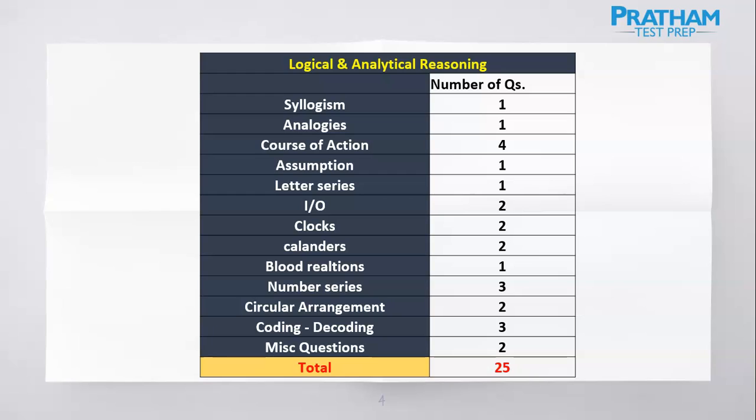You also had questions on number series, circular arrangements, coding, decoding, and there were 2 miscellaneous questions which cannot be categorized anywhere. But again, those 2 questions were easy to solve. So if we talk about how many questions in logical and analytical reasoning, I would say 15 plus. 15 plus was an easy job for anybody to solve here.